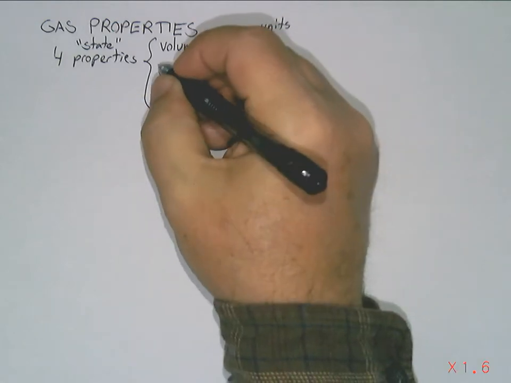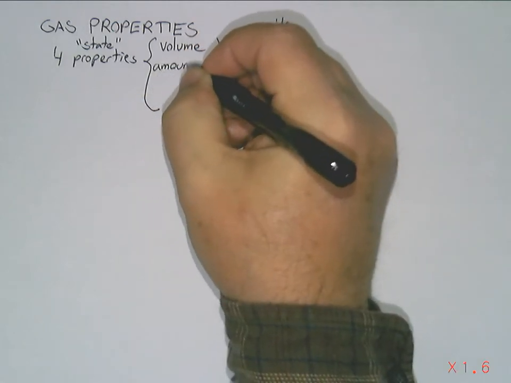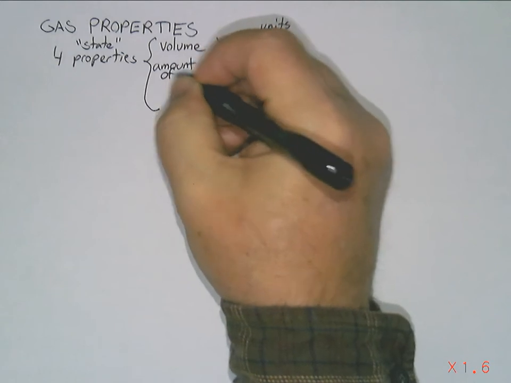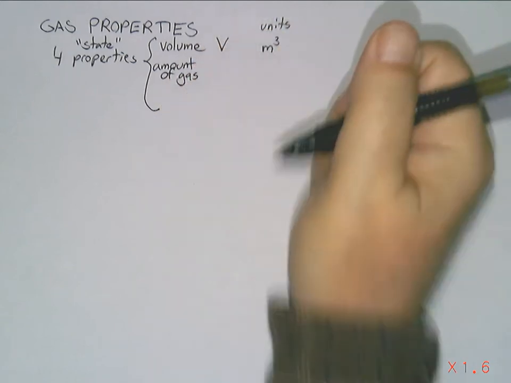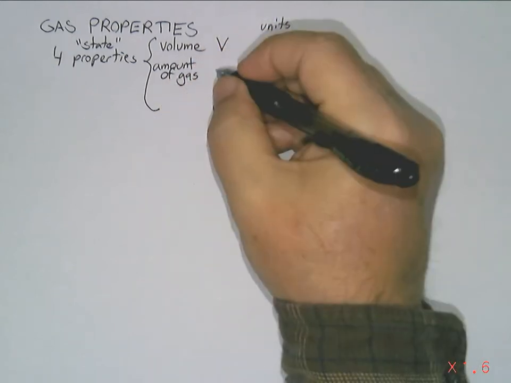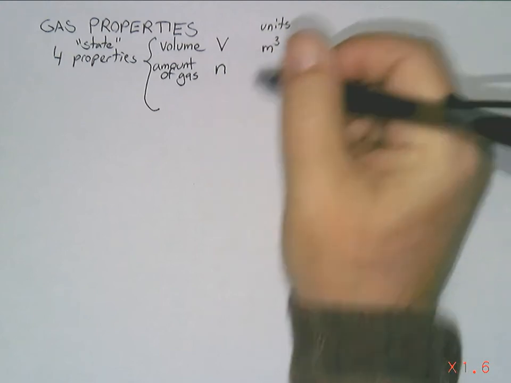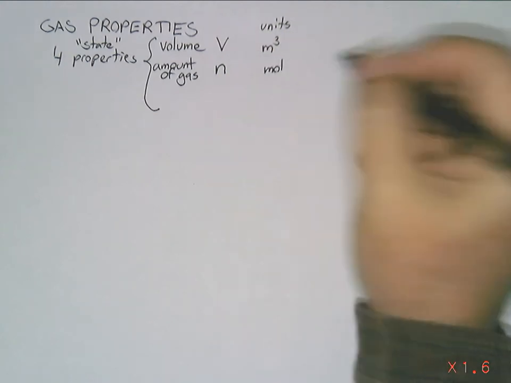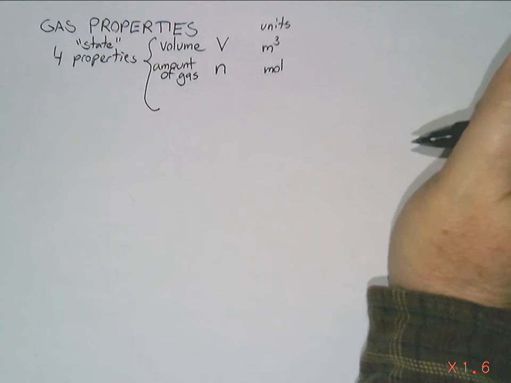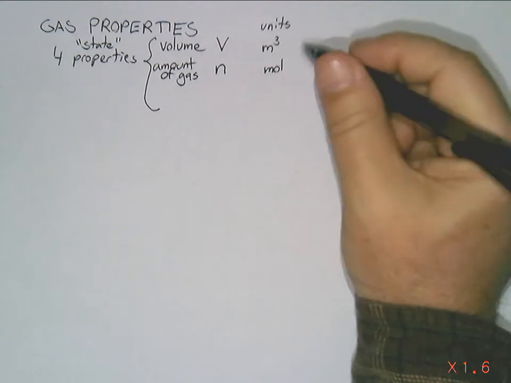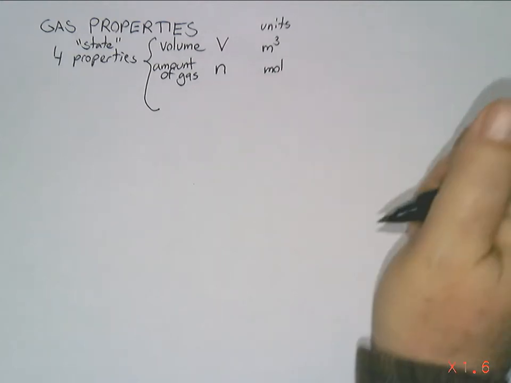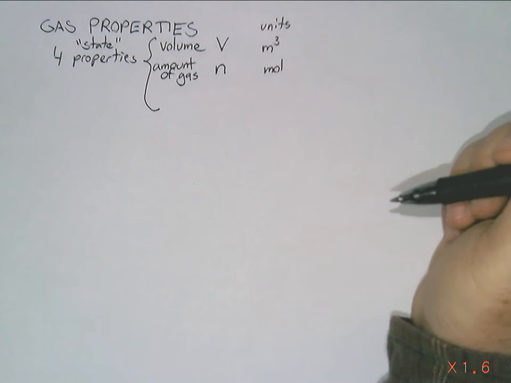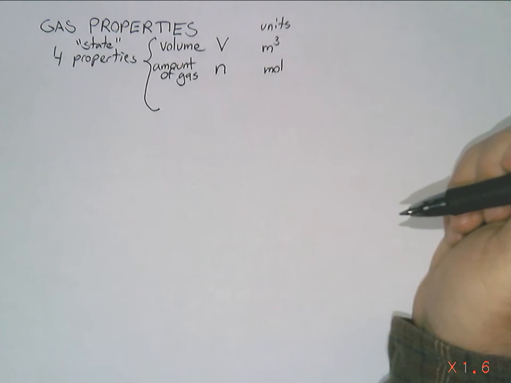Amount of gas is another state variable, and we give it a symbol n. It's really moles. Moles of gas. So when we're talking about amount of gas, we're talking about moles of gas. Okay, so far so good. It turns out that these things are easy to relate.